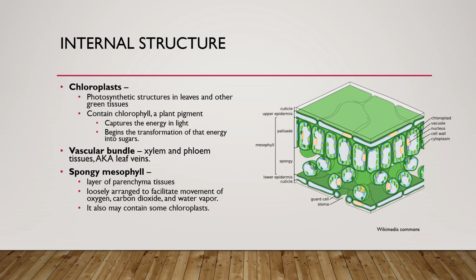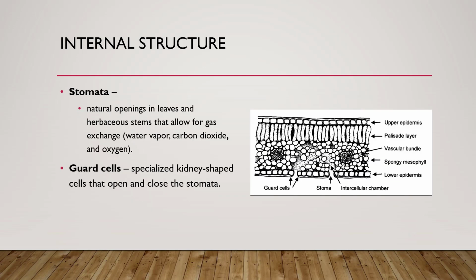Chloroplasts are the photosynthetic structures in leaves and other green tissues. They contain chlorophyll, which is a plant pigment that captures light and begins the transformation of that energy into sugar. We will be getting much more in depth with photosynthesis. The vascular bundle contains xylem and phloem and are part of the leaf veins. The spongy mesophyll are also parenchyma tissues that are loosely arranged, and this helps oxygen and carbon dioxide move throughout the leaf. It can also contain some chloroplasts.